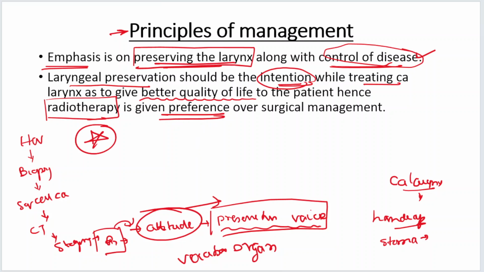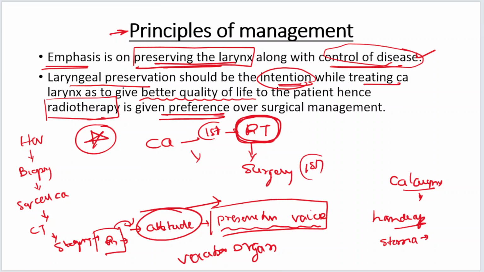So whenever a patient of carcinoma larynx comes, first you are going to think, can I do radiotherapy for this patient? Only when you cannot do radiotherapy, you think of surgery. Surgery is not the first line of treatment. The first line of treatment is radiotherapy. So think in terms of radiotherapy all the time.